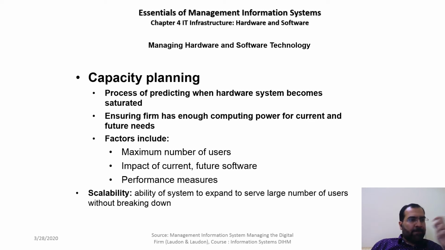We must understand what type of data we are dealing with and what type of transactions we are dealing with. If we keep dealing with those transactions in the same manner, how much data will be processed in the next year or in the coming years, so that we are capable of having systems which can handle a huge amount of transactions. The important factors are the maximum number of users, how many customers and clients we have, how our clients and users are increasing, and what the impact of current and future software is.